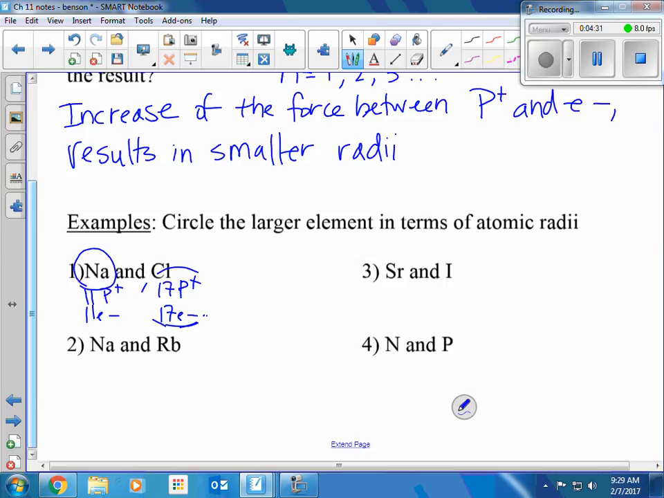If I look at strontium and iodine, it would be the same reason. I jumped to number 3, sorry. Strontium and iodine would have the same reason as I just mentioned with sodium and chlorine. So strontium would have the larger radii.